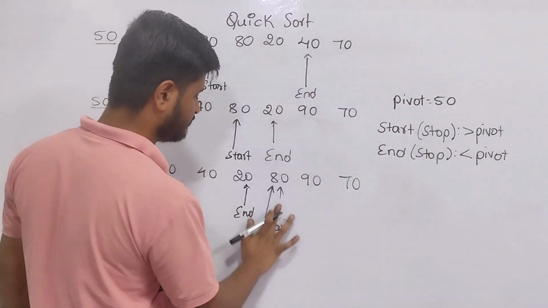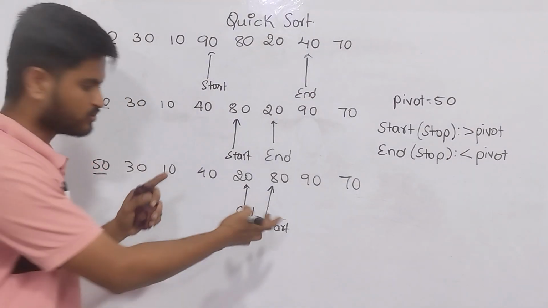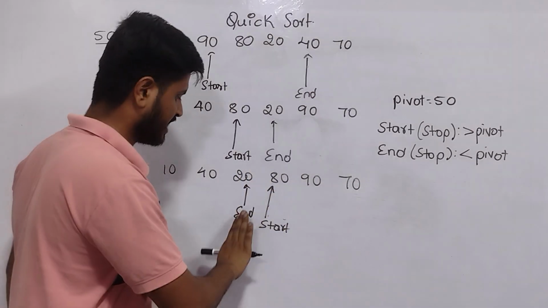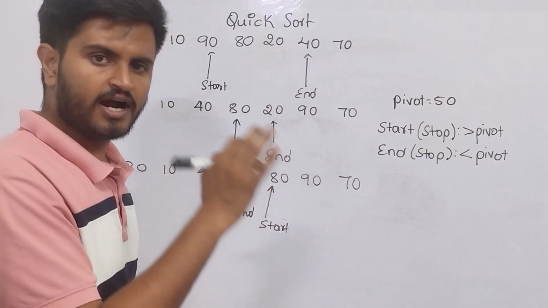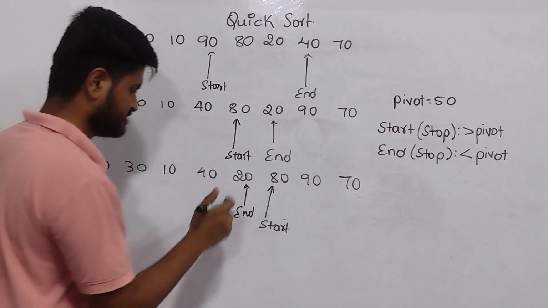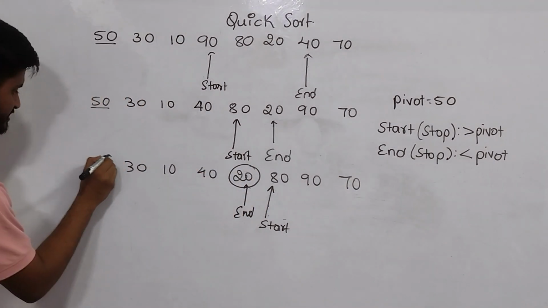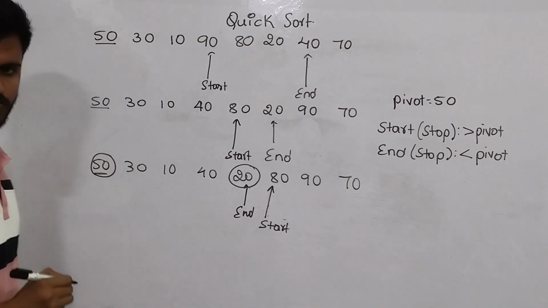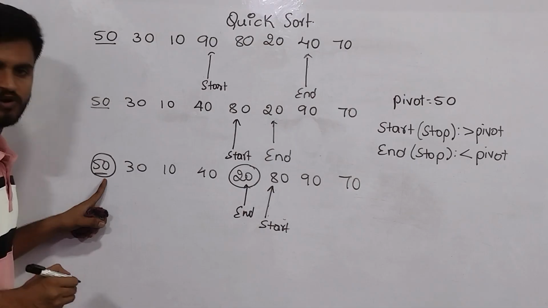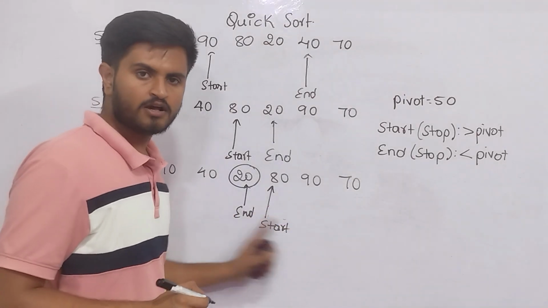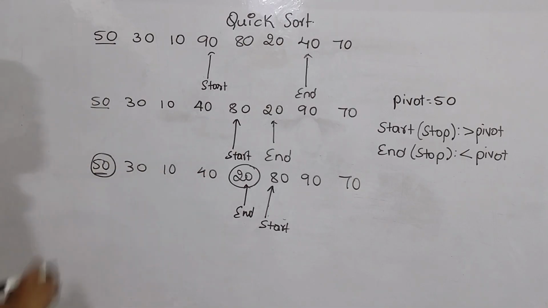So if you see in this process, what has happened? Start and end have crossed each other. Start came this side, end came this side. Both have crossed each other. At this condition, what I must do is, I must take the end value and the first one, that is the pivot value, when start and end cross each other. Now I must swap these two elements.